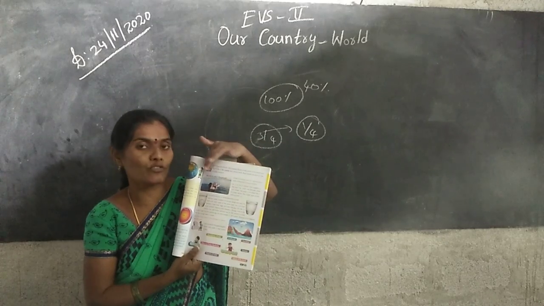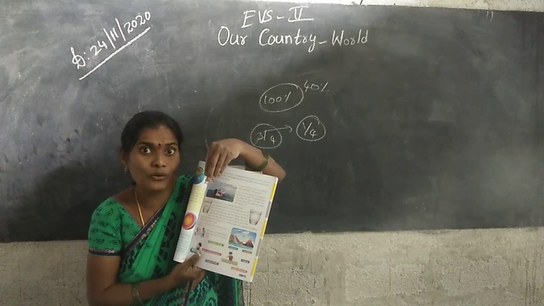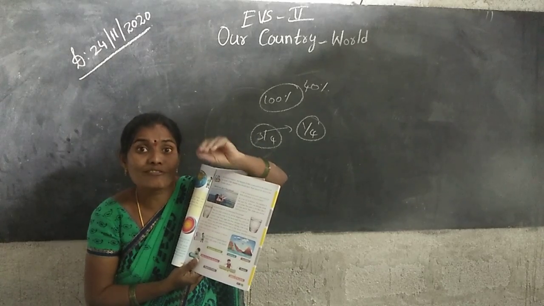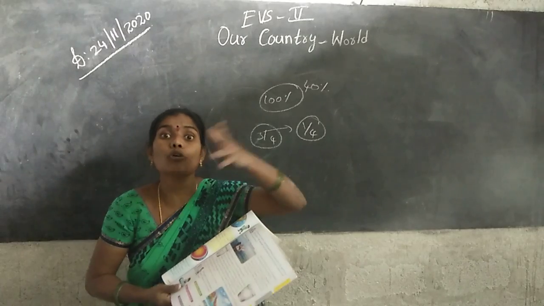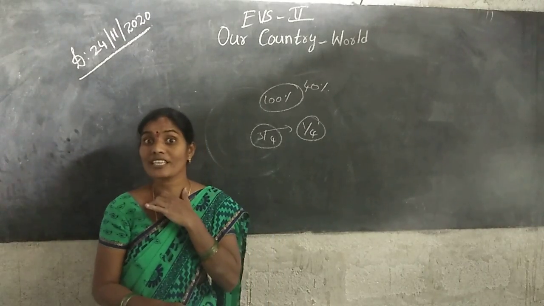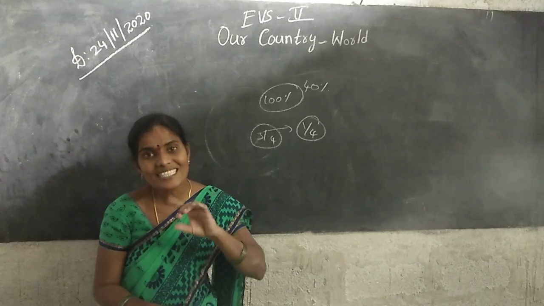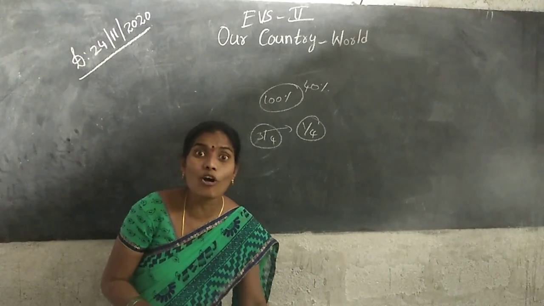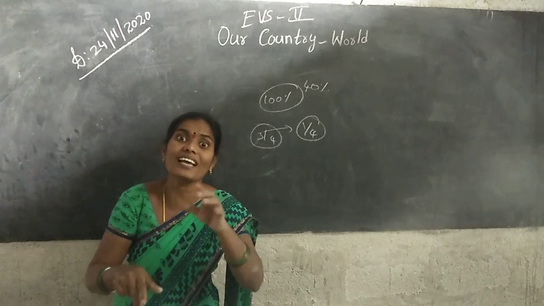Why is the man floating like that? Why is he not dipping? ఎందుకు డిప్ అవట్లేదో తెలుసా మీకు? The Dead Sea water is 10 times saltier than the ocean water. Actually మనకు తెలుసు, ఏమని తెలుసు? Ocean water is salty. You know that, no? Ocean water is salty, but Dead Sea water is 10 times saltier than the ocean water.